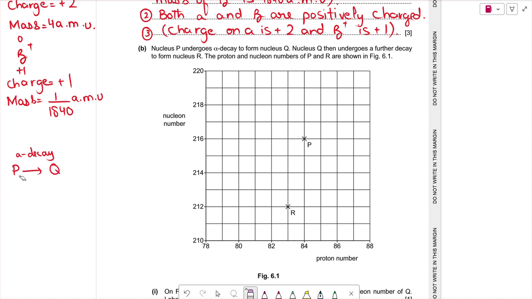So when there's an alpha decay, we already know the proton and the mass number of P. So the proton number is 84 and the mass number is 216. When an alpha particle is emitted, we subtract 2 from the proton number. So the proton number of Q is 82. And we subtract 4 from the mass number. So the mass number or the nucleon number of Q is 212. So 82 correspondingly 212, this is the position for Q.